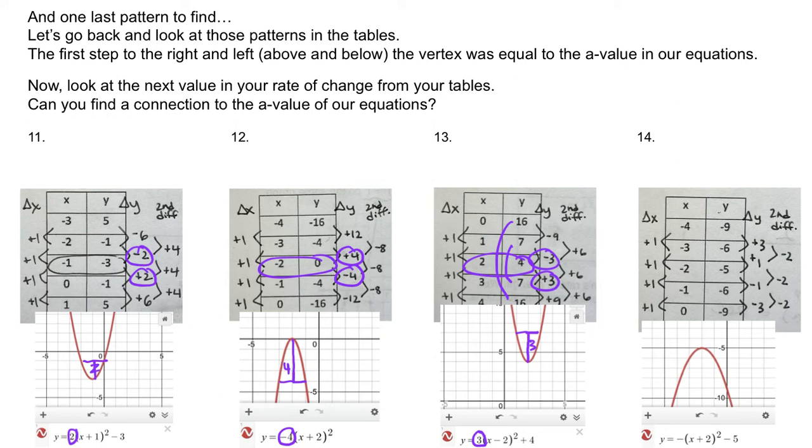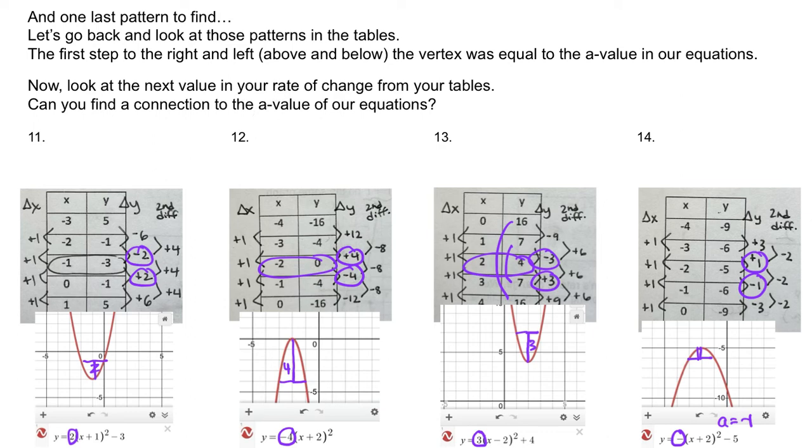And on this last one, number 14, when it is just negative, that means our A value is -1. And I can see that I'm going down 1, right 1, and down 1, left 1 here. And I can also see that I have a +1 and a -1 in my table. So that's the pattern we're looking for. Now we want to look at the next value.